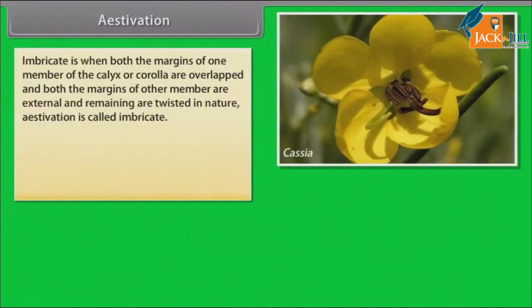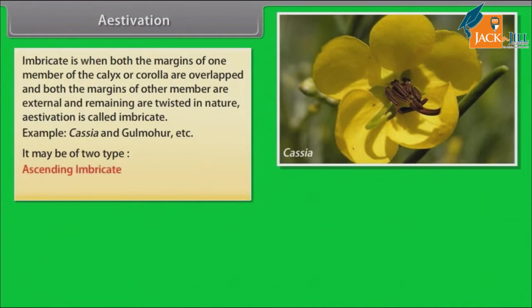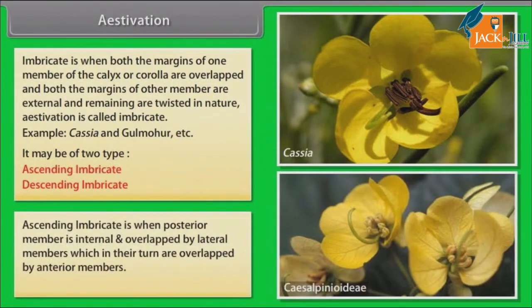Imbricate is when both the margins of one member of calyx or corolla are overlapped and both the margins of another member are external and remaining are twisted in nature. Estivation is called imbricate. Example, cassia, gulmohar, etc. It may be of 2 types: ascending imbricate, descending imbricate. Ascending imbricate is when the posterior member is internal and overlapped by lateral members, which in their turn are overlapped by anterior members. Example, Sesbania.